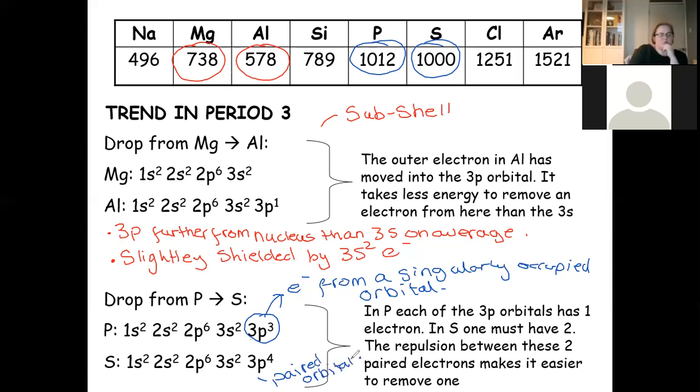So sulfur has a lower ionization energy because the electrons in the same orbital repel each other. It's that actual extra help to get rid of it. So our electron is easier to remove from a doubly occupied orbital. From a paired orbital, it's actually easier to remove than when it's in an orbital by itself. Again, in phosphorus, each of our 3p orbitals has 1 electron. In sulfur, 1 must have 2, and the repulsion between these 2 paired electrons makes it a lot easier to remove 1.